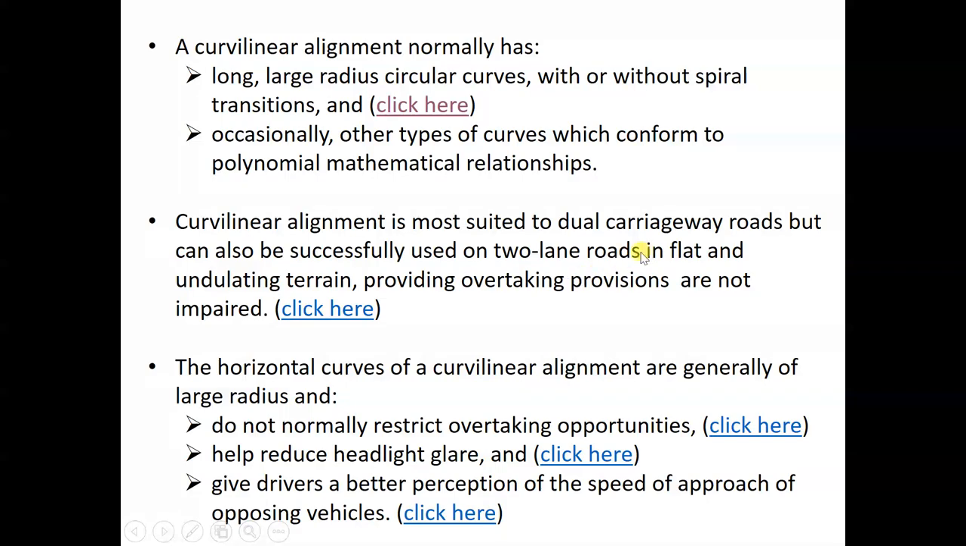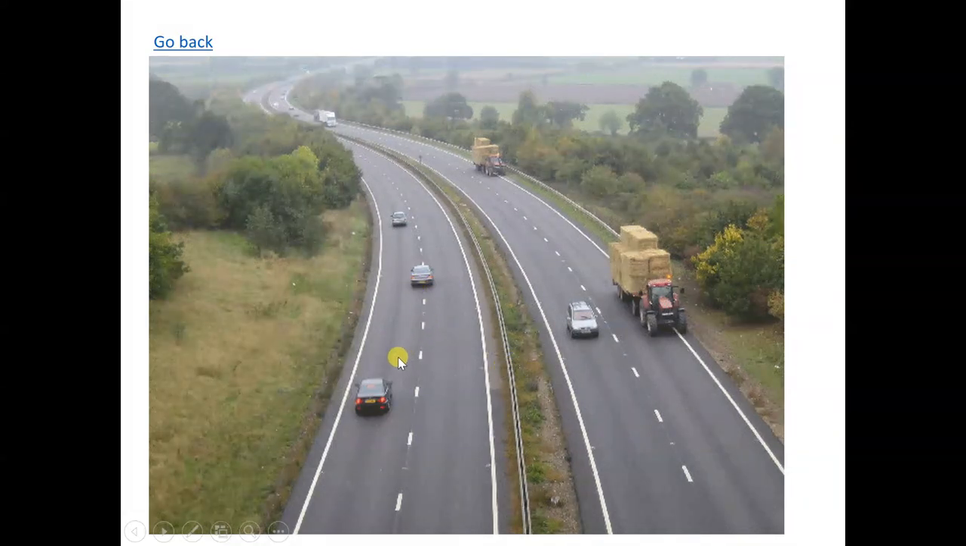For the dual carriageway, it's not a problem. You have two lanes, so the slow moving will be on the left, the fast moving will be on the right, just a four-lane road. But if it's a two-lane two-way road, if it's a big curve like this, even the car from here, there is no curve in front, it can see probably about half a kilometer ahead, so it can do the overtaking maneuver as well.